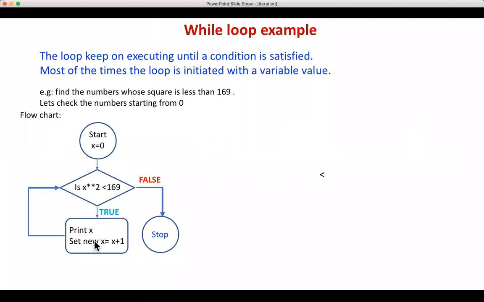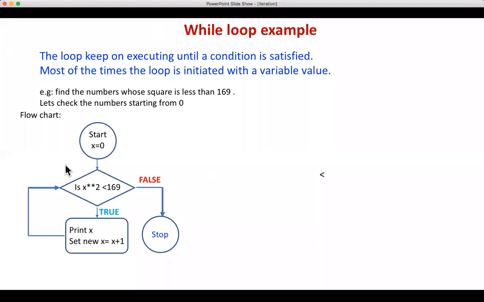Then what we do is we go to the next number. We started with 0, so we add 1 to it. We increment the existing value of x by 1. So now 0 plus 1 is assigned back to x, and the value of x becomes 1. We go back: 1 to the power 2 is 1, less than 169. That's true, so we print x, which is 1. Now the x value increases again by 1. Here x was 1, 1 plus 1 is 2. We go back: 2 to the power 2 is 4, again less than 169.